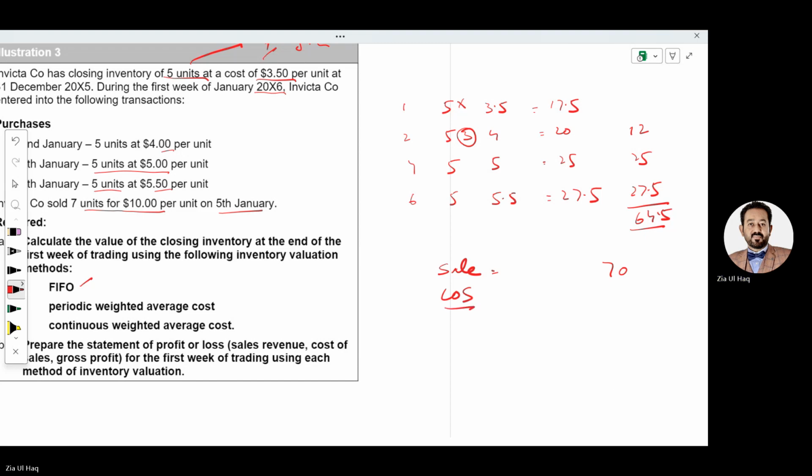What is cost of sale? Opening inventory. What is opening inventory? 5 into 3.5, 17.5. How much are the purchases during the year? These are all the purchases. 17.5 plus 20, 37.5. Can you add them? 72.5 is the purchases. And what is the closing inventory? 64.5. If we deduct that, we will arrive at a cost of sale.